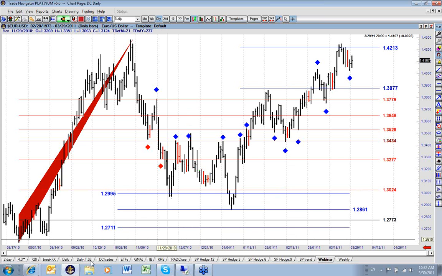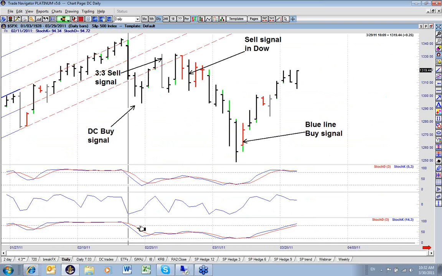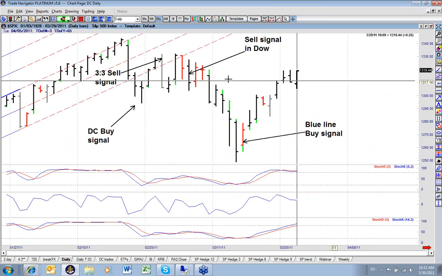Let's move now to the S&P. This is the S&P chart.